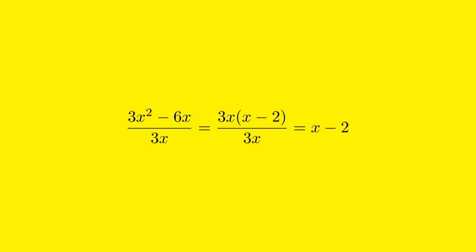Since any number or expression divided by 1 is the number or the expression itself, (x minus 2) divided by 1 is simply x minus 2. Thus, the rational expression 3x squared minus 6x over 3x simplified to its lowest terms is x minus 2. And this is the final step. So, the final simplified expression is x minus 2.